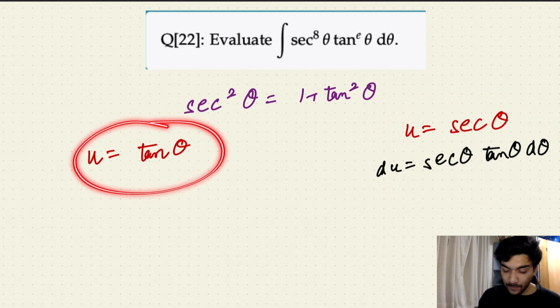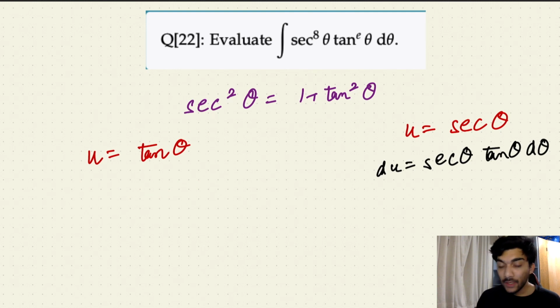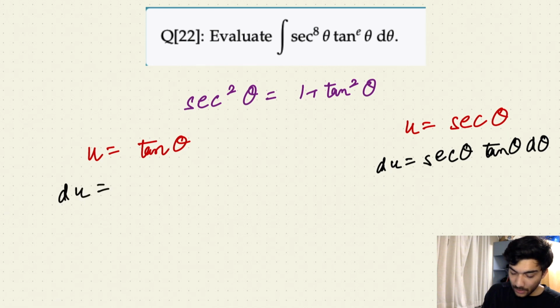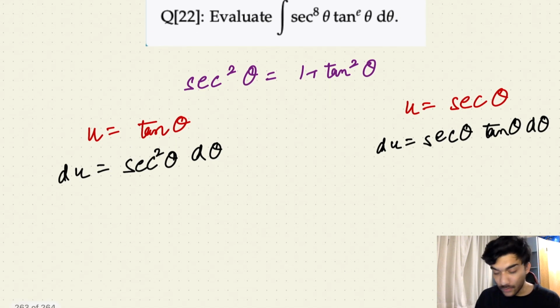So that is why we'll go with u equals tan theta. But again, if you have any questions regarding this approach, feel free to comment down in the comment section below. So we'll go with u equals tan theta, and we know that if we take u equals tan theta, our du is basically secant square theta d theta, right? Because the derivative of tan theta is secant square theta.